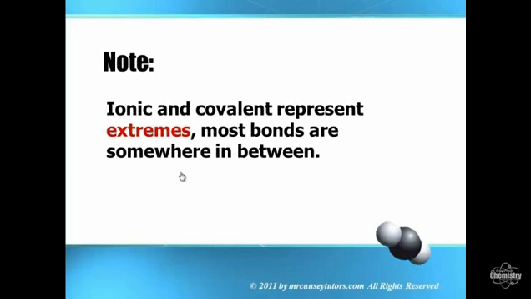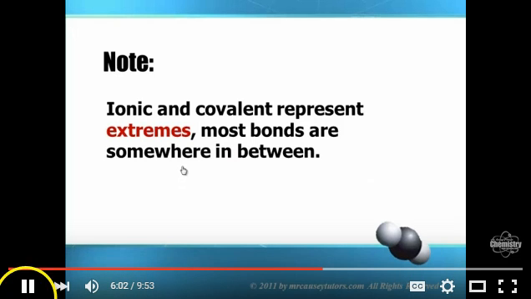Note, ionic and covalent represent extremes. Most bonds are somewhere in between, where they're somewhat ionic and somewhat covalent. And what we look for is, is it mostly covalent or is it mostly ionic? And a lot of that can be determined by their electronegativities. You know, ionic is a metal and a nonmetal, and covalent is a nonmetal and a nonmetal. It's a good rule of thumb to help you determine the bonds that you're looking at.